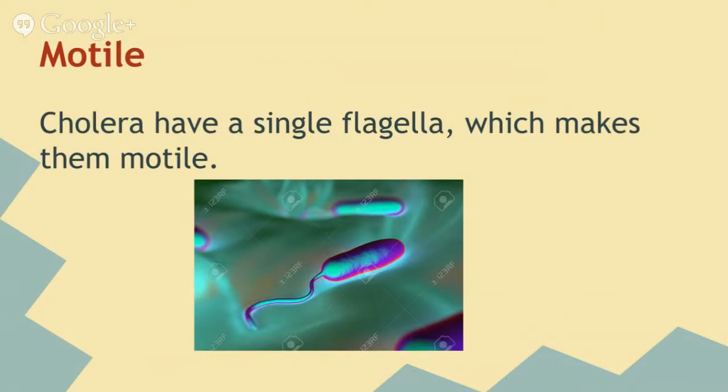Cholera is motile because it has a flagellum on the end of it. The flagellum helps the cholera live in the environment it has chosen, which is water. That's obviously going to help it move around and find better places suitable for living.